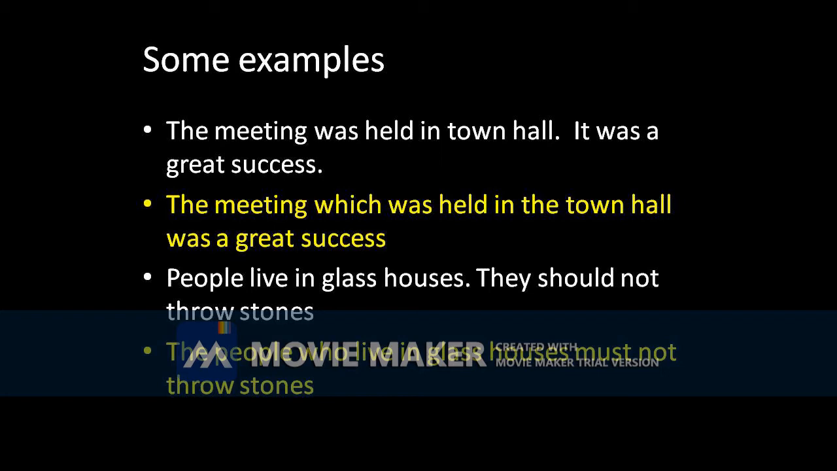Here we are talking about the people. For people, for persons, for living things, we use who. So here the people is talking about the living thing, so we should use who. And where should we put the who relative pronoun? Yes, after the noun. The people who live in glass houses must not throw stones. So like that, we convert the sentences into relative clauses by using the relative pronouns.